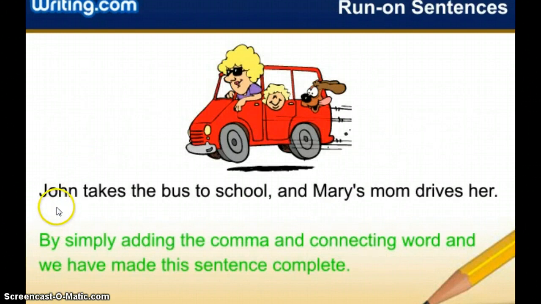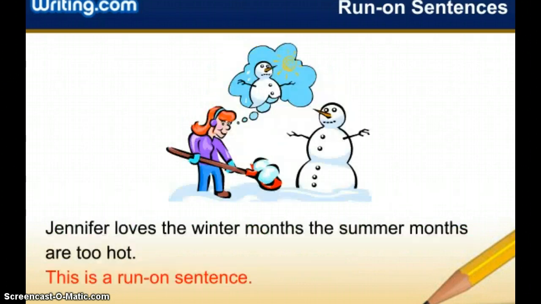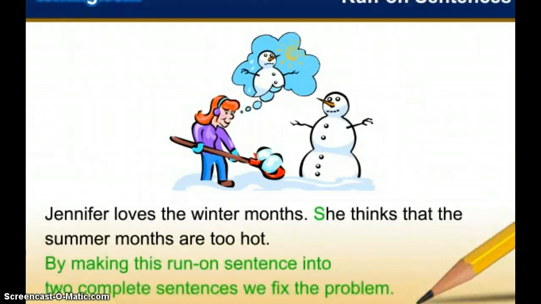So you can see that John takes the bus to school is the first independent clause. Mary's mom drives her is the second independent clause. And by adding the comma and the conjunction, you have correctly connected those two ideas. And now it's no longer a run-on. Okay, here we have another run-on sentence. See if you can again figure out where the first independent clause is and where the second independent clause is. Okay, so here it is corrected.